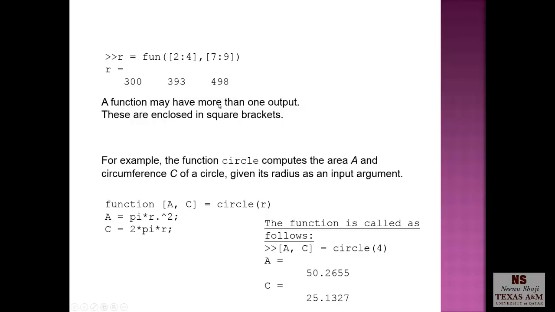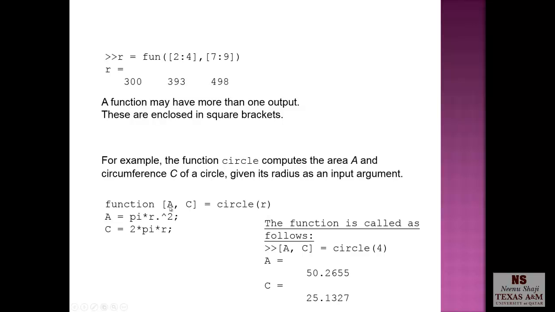A function may have more than one output. These are enclosed in square brackets. Here is another example. The function circle computes the area A and circumference C of a circle given its radius as an input argument. So you have function, then the list of output arguments, which is A and C, the name of the function, which is circle, and the input argument is r.